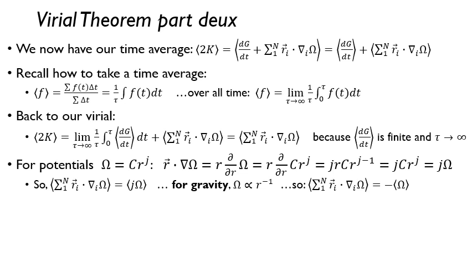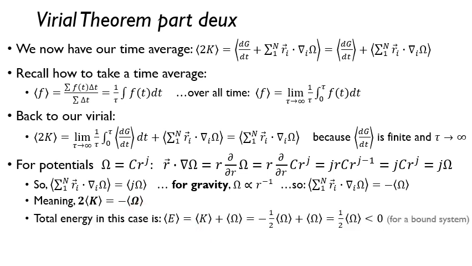We're assuming a radial potential. Let's get even less general. Let's go to the case of gravity. For gravity, it's a 1 over r potential. So j in the equation above is equal to -1. And so that means that this position dotted with the gradient of the potential is just equal to minus the average potential. So then finally, 2 times our average kinetic energy is equal to minus the average potential energy.